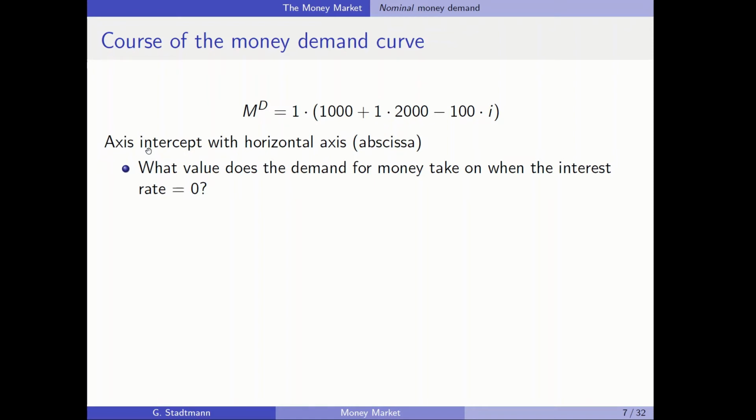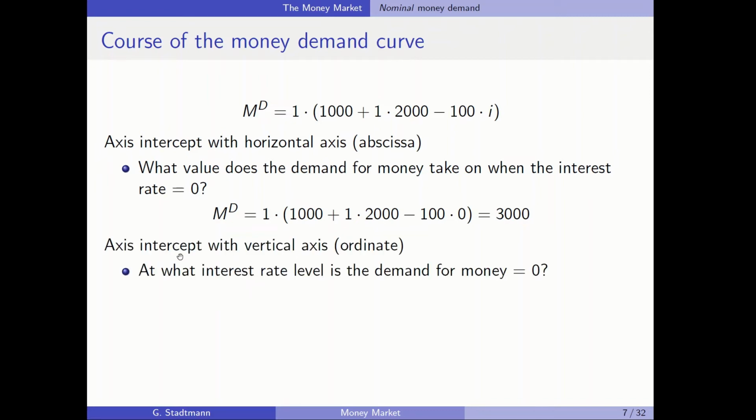In the first step, I would like to know, where does this curve intersect with the horizontal axis? In order to find out, we need to answer the following question. Which value does the demand for money take in case that the interest rate is equal to 0? So we have to set the 0 here in this equation, and then we get to know that money demand will be equal to 3,000.